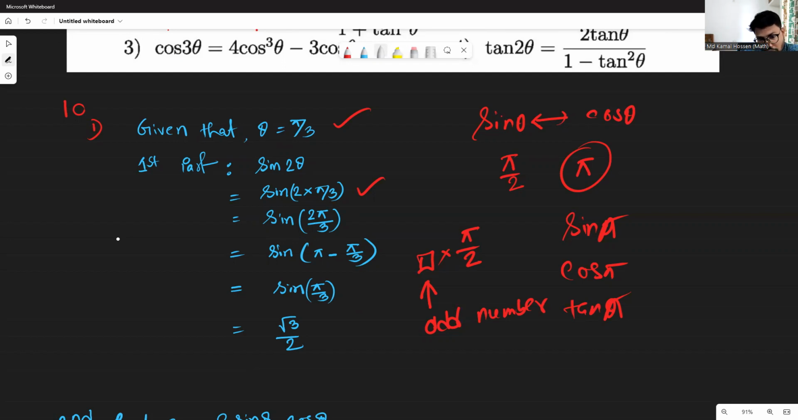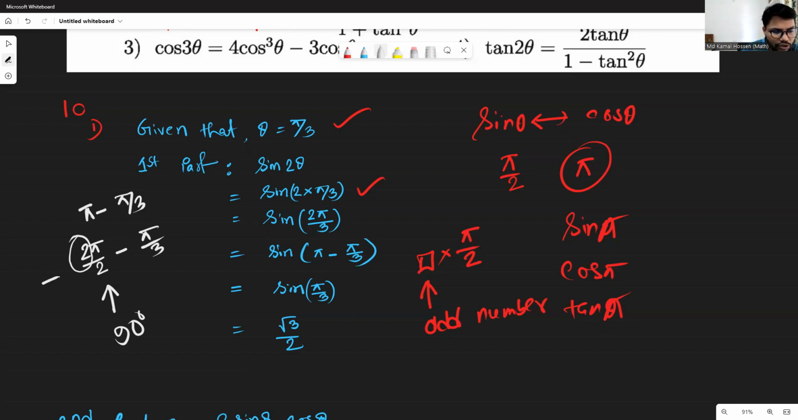Now, dear students, here we have 2 pi by 3. We can compare this with pi minus pi by 3, or we can write it as twice pi by 2 minus pi by 3. That means this is an even number multiplied by 90 degrees. Both are the same meaning, pi by 2 and pi by 3, or this one. So 90 times an even number means no change of sign.